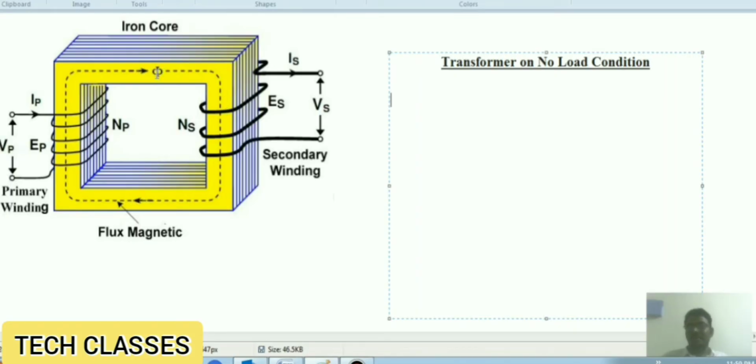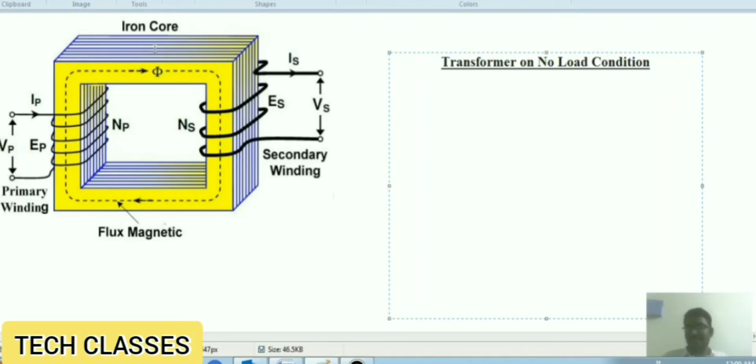This winding is made up of copper material, which is also known as a conductor. Whenever this conductor cuts the flux, what happens? An EMF is induced in that conductor, according to Faraday's laws of electromagnetic induction. Similarly, this flux also cuts the secondary winding, which is also made up of copper material, that is, one conductor. So the flux cuts the conductor, and here also EMF is induced in the secondary winding. Due to this, a secondary current flows in the secondary side.